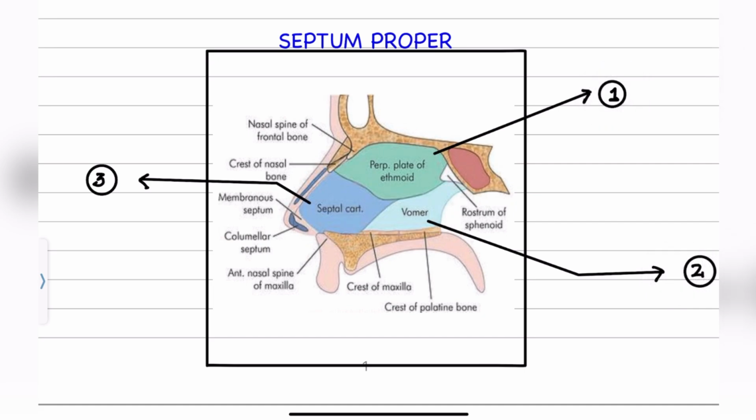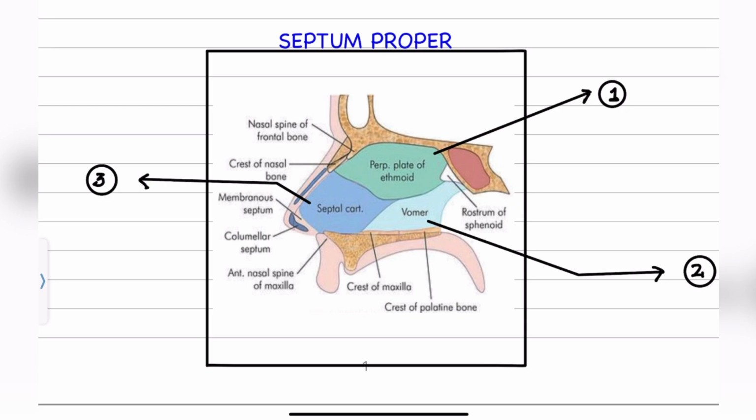So, perpendicular plate of ethmoid, vomer bone and septal cartilage together form the septum proper. Just in front of the septum proper, we have the membranous septum, which is nothing but the skin. You could easily see this is just skin, there is no bone, no cartilage. And in front of the nasal septum, we have the columnar septum, which is composed of the alar cartilage.